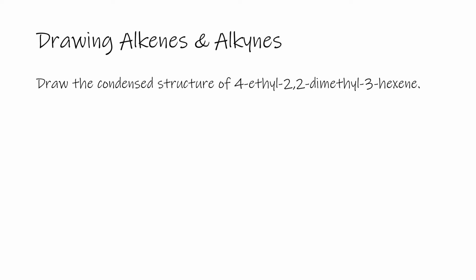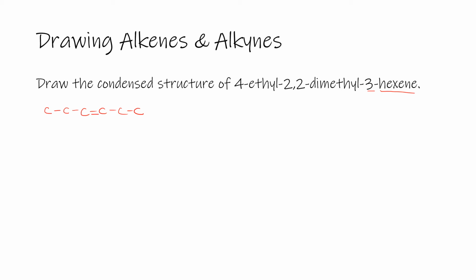Now, when we are drawing the structure from the name, you start by the last part here, because that tells us the main carbon chain, how many carbons are in it. So a 3-hexene tells us that it has 6 carbons and it has a double bond starting at carbon number 3. So I'm going to start out by writing my 6 carbons. And between carbon 3 and 4, I'm going to put in a double bond. So that takes care of the 3-hexene part.